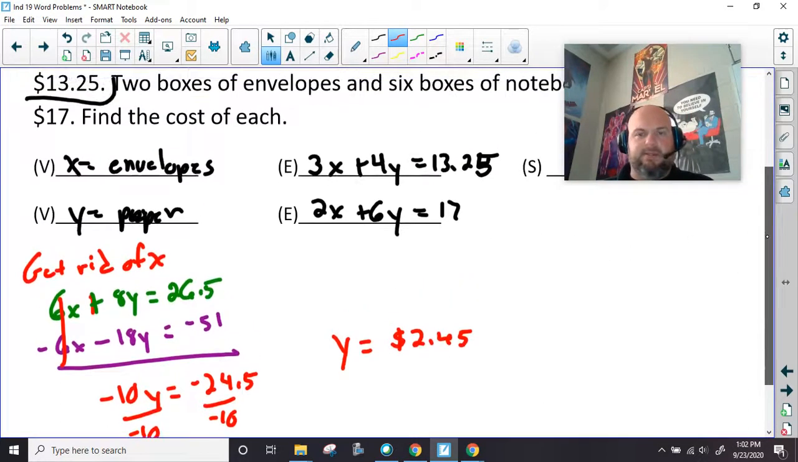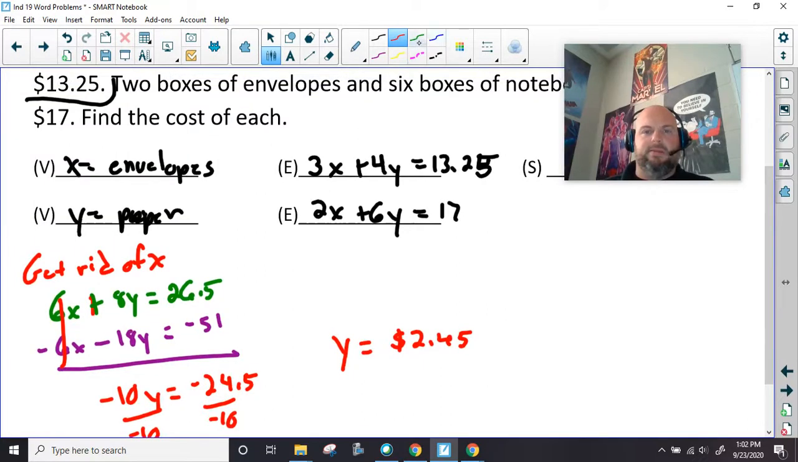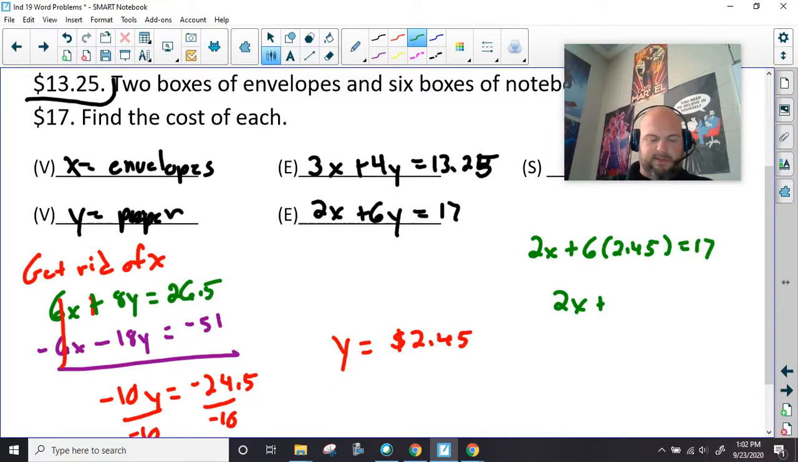Now, again, I could plug them into either one. I like using the bottom one for this one. Okay, it doesn't really matter. 2x plus 6 times 2.45 equals 17. 2x plus 6 times 2.45 is 14.7. Yes, using the calculator. 14.7.